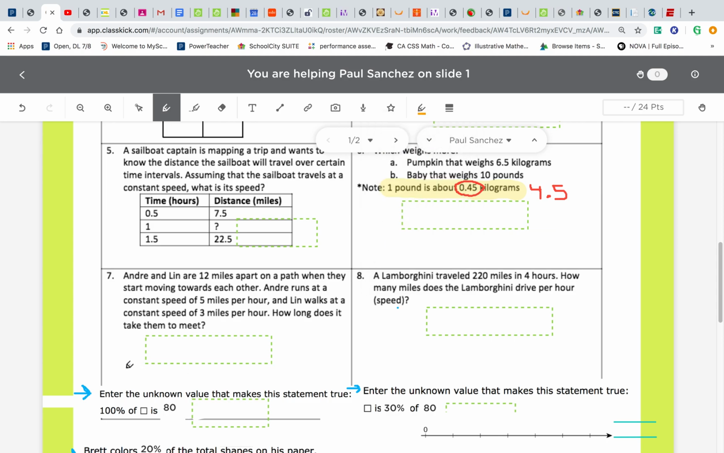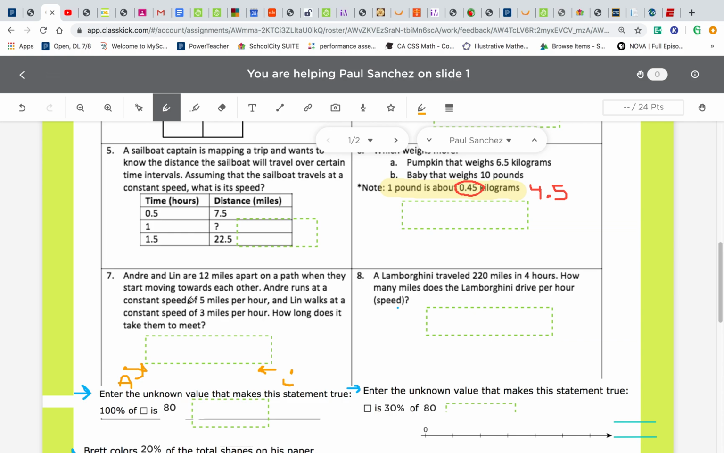So I can literally just draw little basic dots here, and we can see these are the people, right? We can say Andre and Lynn. I'll just put A and L here. Okay. Andre goes 5 miles per hour, and Lynn walks 3 miles per hour. They're coming towards each other, right? Lynn's going sort of this way, Andre's going this way. They're coming towards each other. How long does it take them to meet?